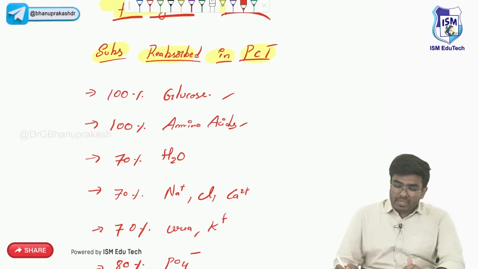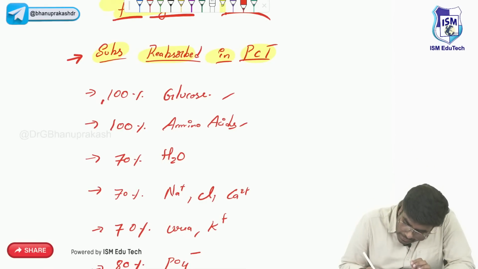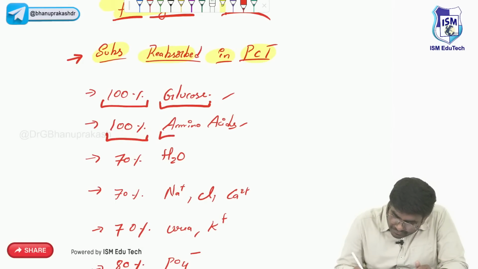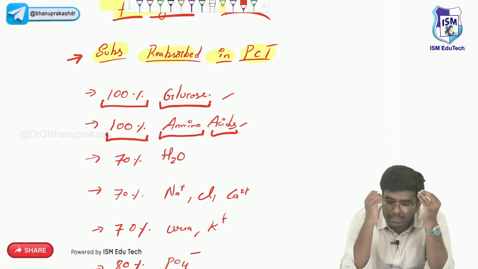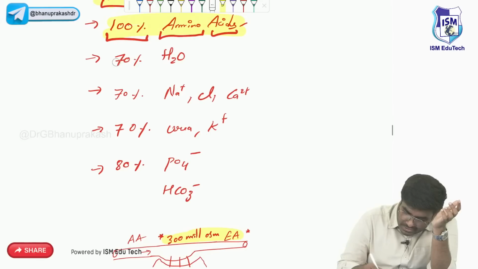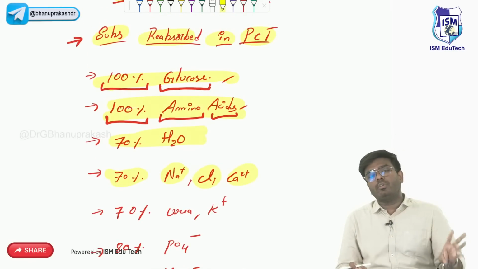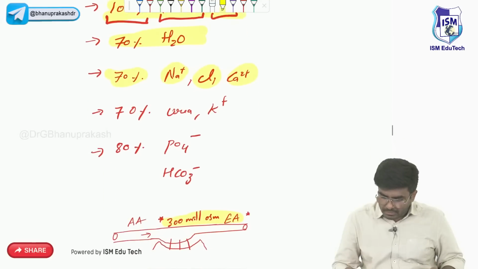Now in the PCT, this is also an area where you can expect a question. Which substances are absorbed? At least know this. Glucose is freely filtered, and even amino acids are freely filtered. 100% of glucose and 100% of amino acids are reabsorbed in the PCT only. Almost 70% of water, 70% of sodium chloride, and calcium are also reabsorbed in the PCT. Not 100%, 70% of water is reabsorbed in the PCT only.